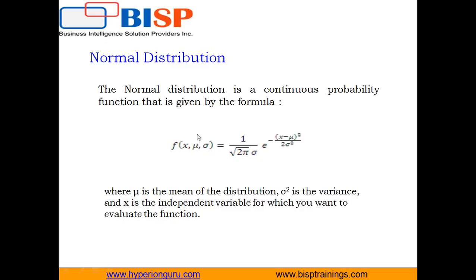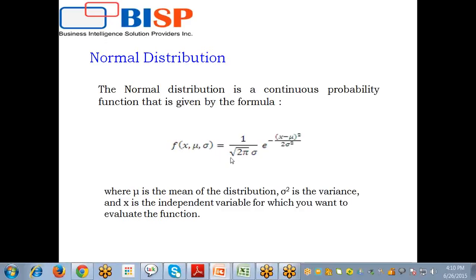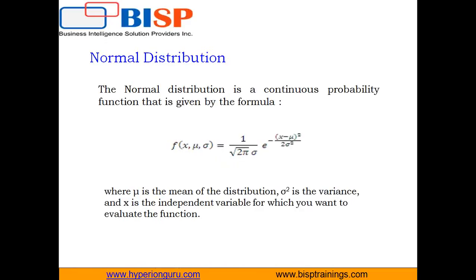This is the formula for calculation of the normal distribution. F takes arguments like x, mu, and sigma, and equals 1 upon root 2 pi sigma, e to the power minus (x minus mu) whole square upon 2 sigma square. Here mu is the mean of the distribution, sigma is the standard deviation, and x is any independent variable for which you want to calculate the normal distribution.